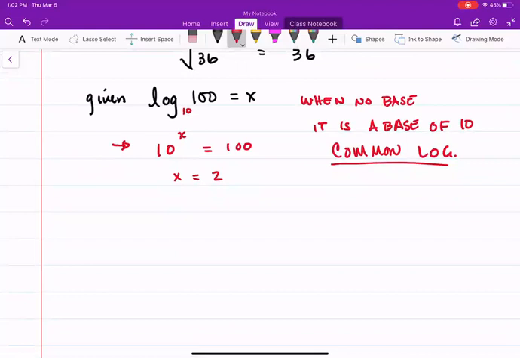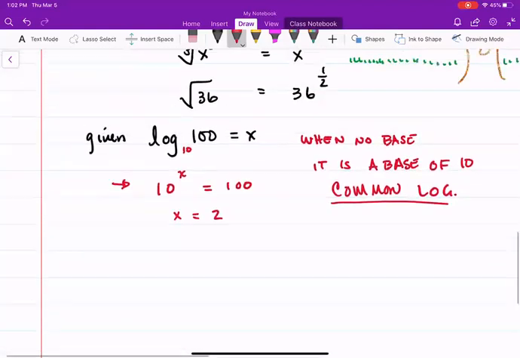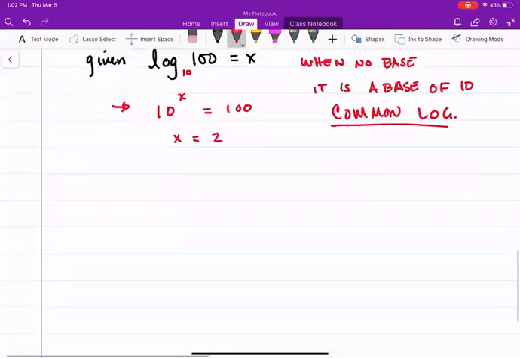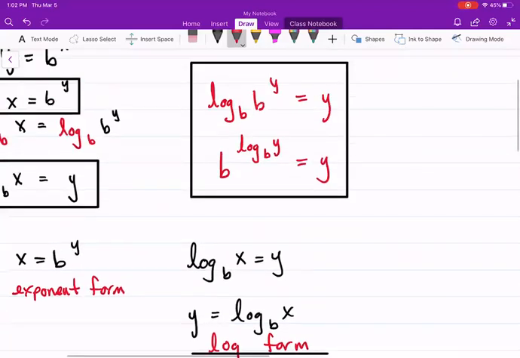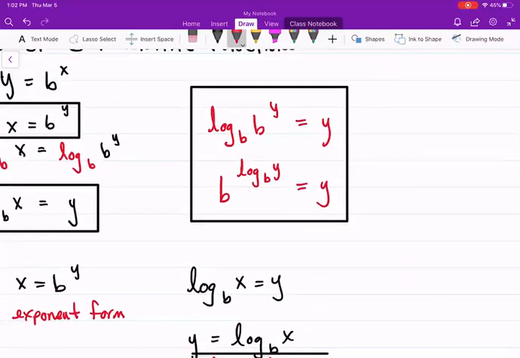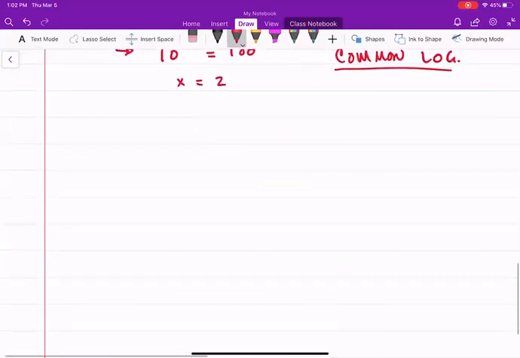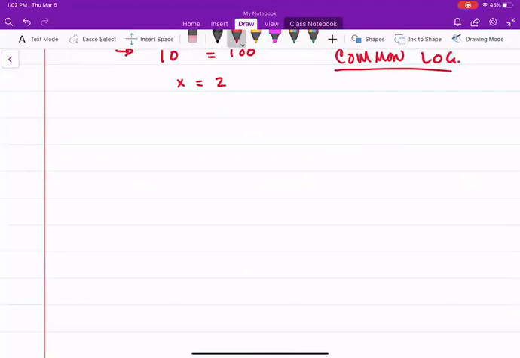Okay with that so far? Okie dokie. All right, so a couple of other rules that you might want to know with logs. I gave you one up here: b raised to log base b of y is y, and log base b of b raised to y is also y. Here's another tidbit: log base b of b is going to equal 1, and log base b of 1 is going to equal 0.